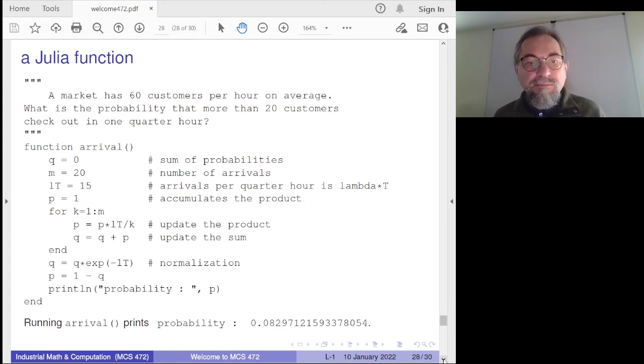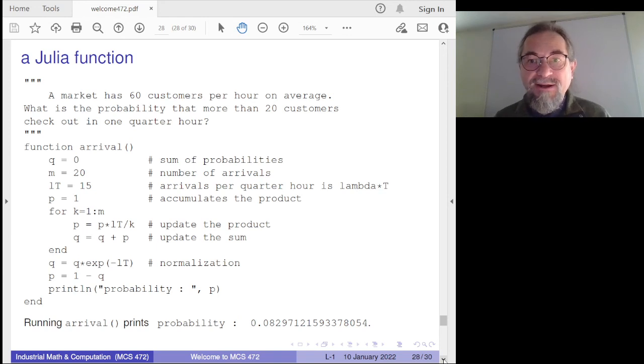We can use an array comprehension as well, and that will be the last exercise. Here I want to illustrate the making of a Julia function. You can run it in a Jupyter notebook by copying the code into a cell, or you can also run it so that it will be posted as arrival.jl. You can run it as Julia and the name of the program, and that will print the answer.